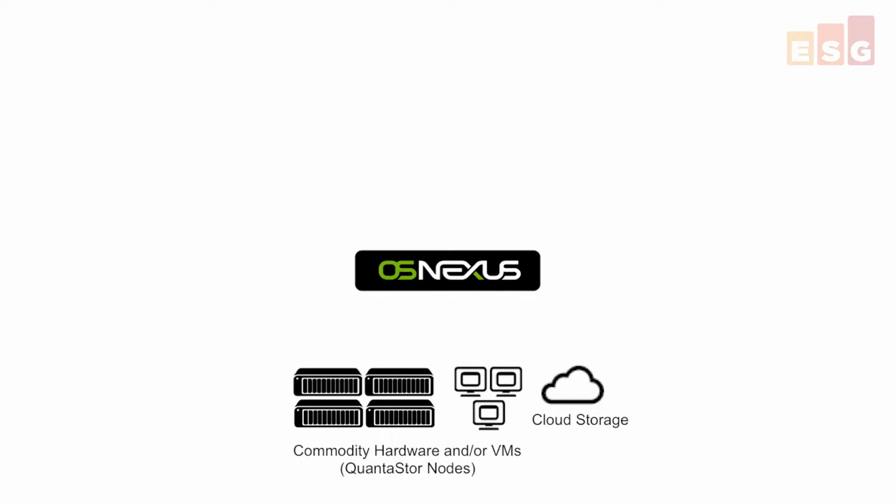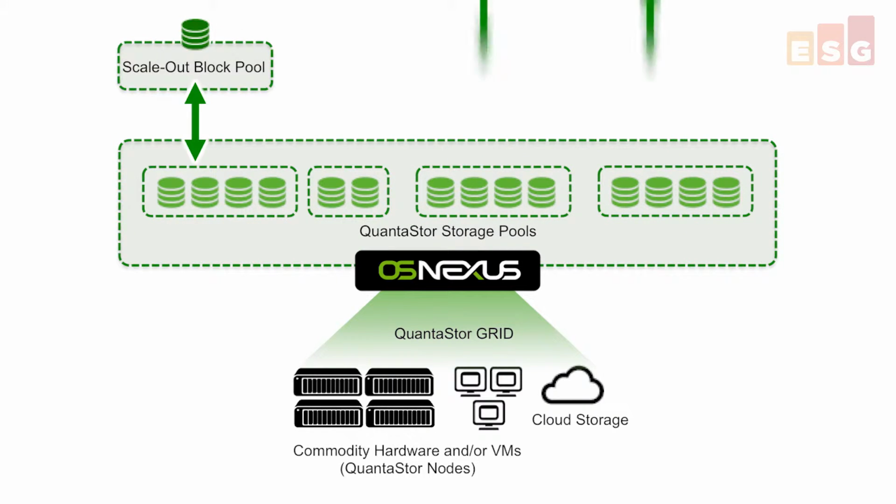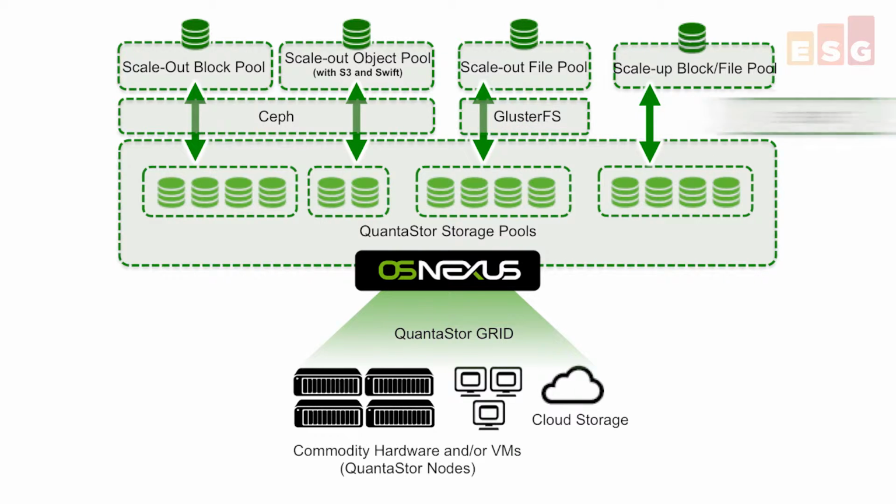OSNEXUS QuantaStor software is installed on commodity hardware or virtual machines, turning each resource into a scalable QuantaStor node. The nodes are then grouped together to form a QuantaStor grid. Independent scale-out storage pools can then be created, allowing organizations to deploy scale-out block, file, and object file systems simultaneously, while also being able to allocate unused storage from the QuantaStor grid to any of the file systems. Block and object storage leverage Ceph technology, while file storage leverages Gluster. ZFS can also be used for block and file.